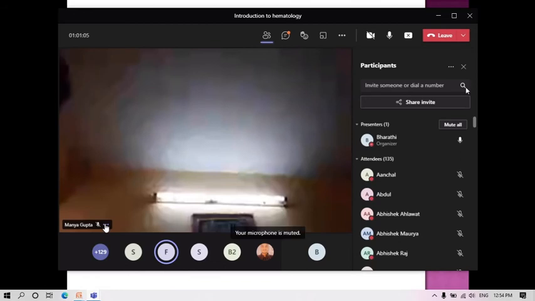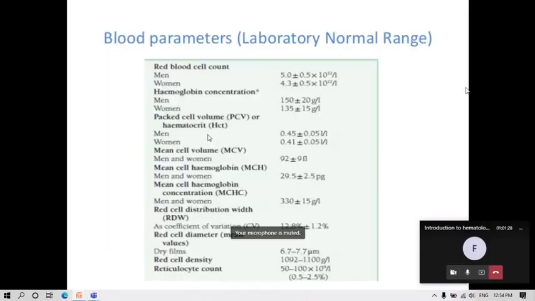Okay, so these are the blood parameters which you should be aware of, like RBC count, Hb concentration. You should know these normal ranges also. Red cell volume, that is also known as the hematocrit, MCV, MCH, MCHC, and hematocrit. So these are various parameters which you should be aware of.